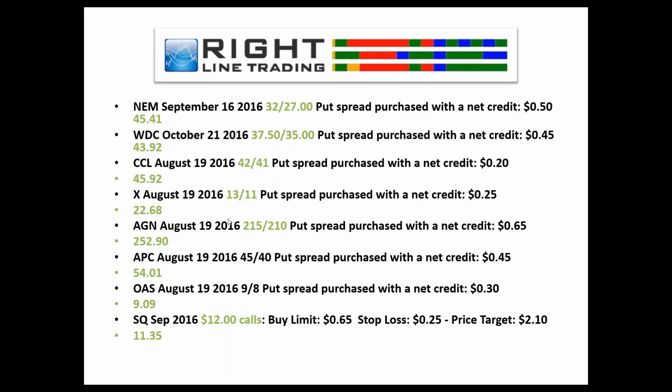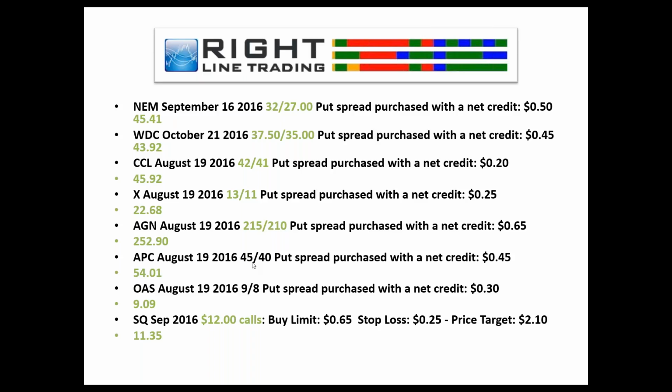Net credit 25 cents per spread, or $25 per spread. It's trading at $22.68. That's a lock position. This is Allergan. These are all August expirations. Carnival, U.S. Steel, Allergan. It has to trade above 215 to receive a full $65 per spread. It's trading at $252.90 as of its close today.